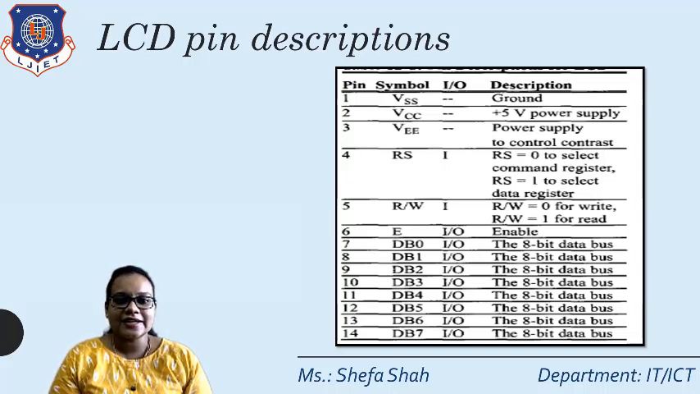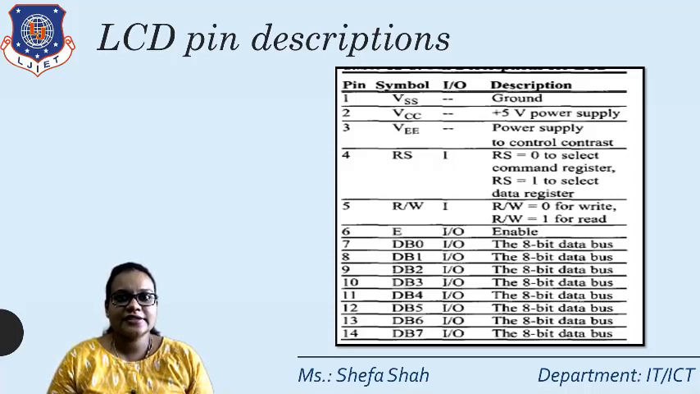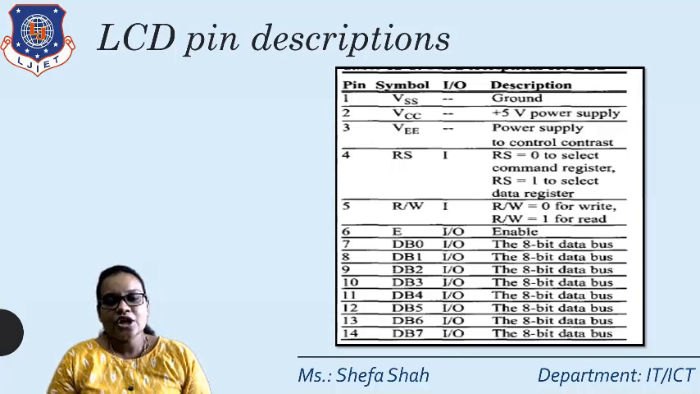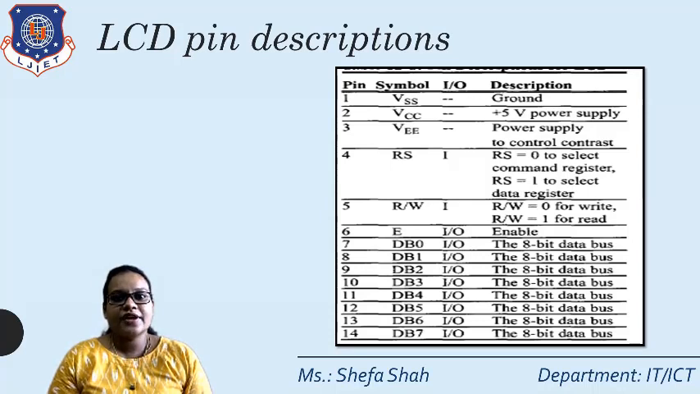which is connected with the plus 5-volt power supply, but to adjust the contrast of the LCD screen. Then fourth, that is RS, which is an input pin, used for register select. Whenever RS is equal to 0, the command register will be selected, and when RS is equal to 1, the data register will be selected. Then the fifth pin, RW, is the read/write pin, which is also an input pin. Whenever RW is equal to 0, it is used for write, and when RW is equal to 1, it is used for read.